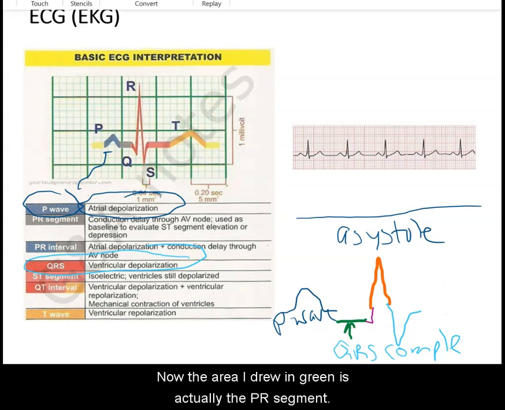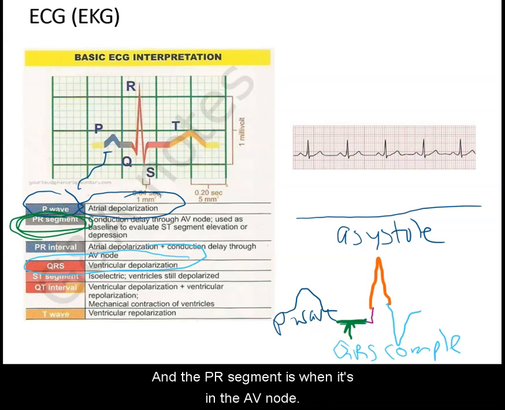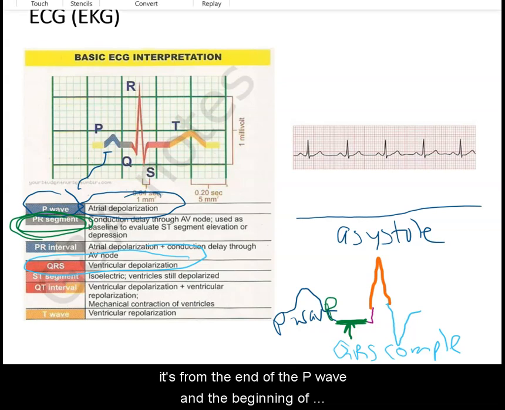Now the area I drew in green is actually the PR segment. And the PR segment is when it's in the AV node. We're not doing the PR interval, just the segment. So that represents when the impulse is in the AV node. So it's from the end of the P wave to the beginning of the Q.